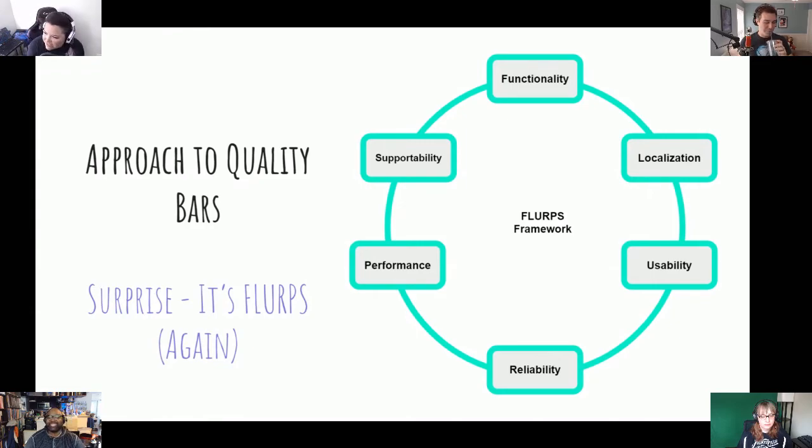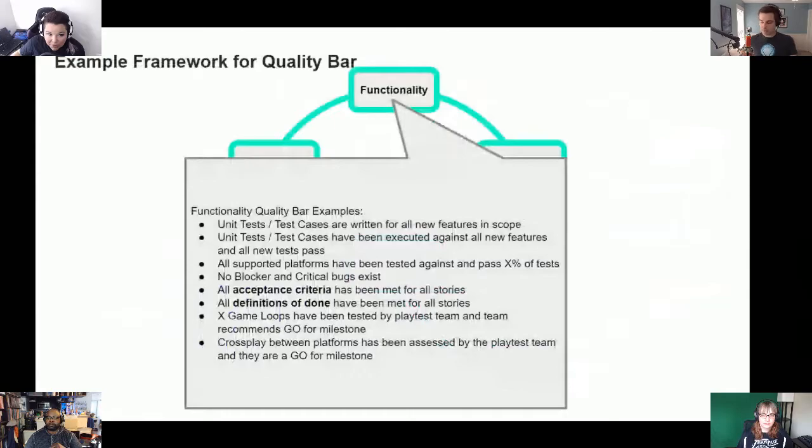But FLIRPS is functionality, localization, usability, reliability, performance, and supportability. These are categories that you can use to break down the problem. So what I've done is, in my quality bars document, I actually include this diagram. And I go through and I also describe each of these categories.